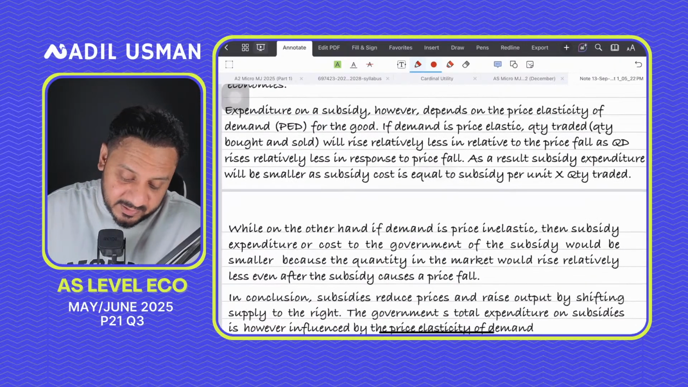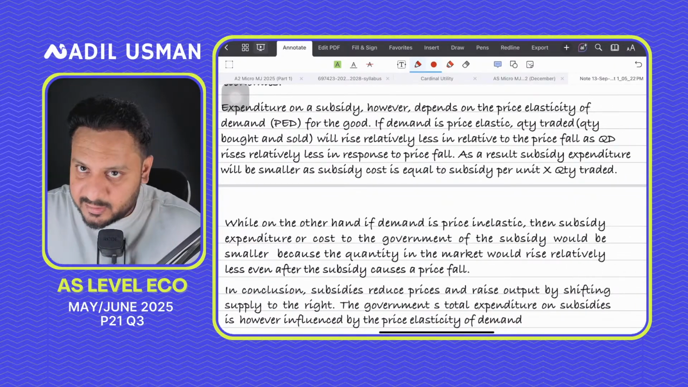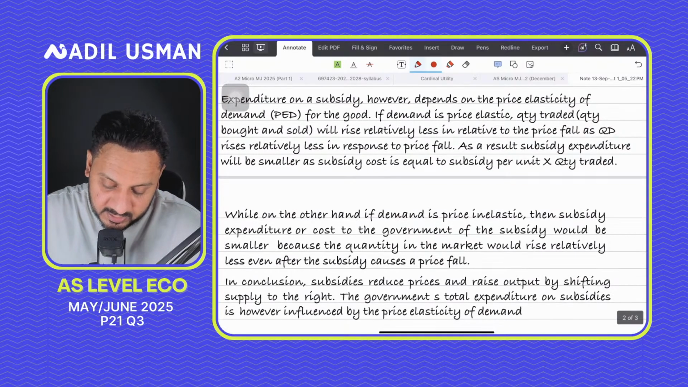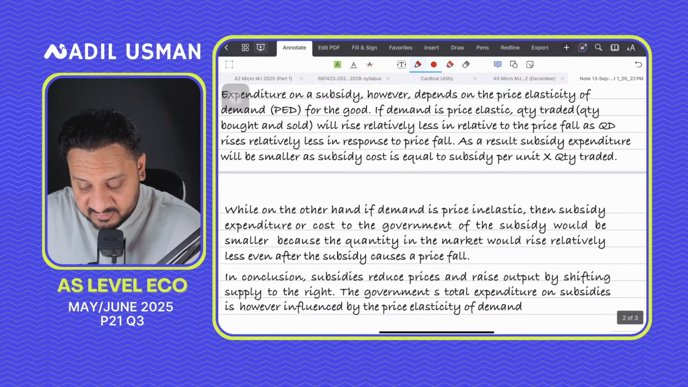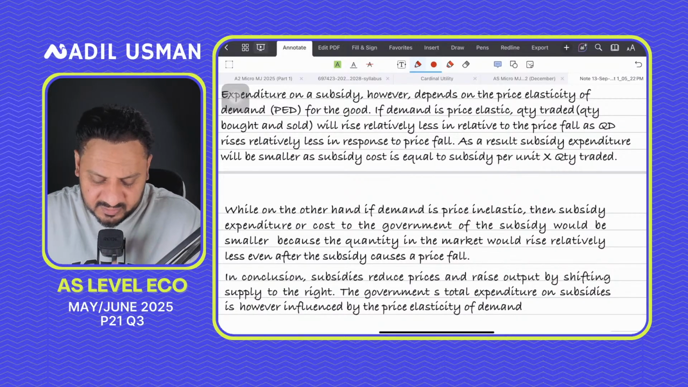and as a result, subsidy expenditure will be smaller because subsidy is equal to subsidy per unit times the quantity that is being bought and sold. While on the other hand, if demand is price elastic, the subsidy expenditure, or the cost to the government of the subsidy, would be larger. Makes sense. Because in the inelastic case the quantity in the market would rise relatively less even if the subsidy causes a price fall.